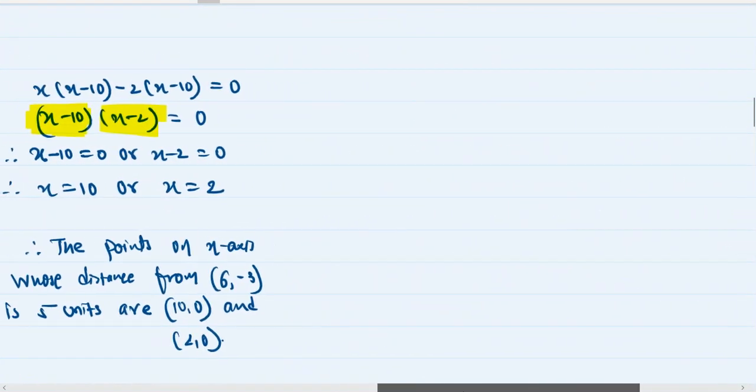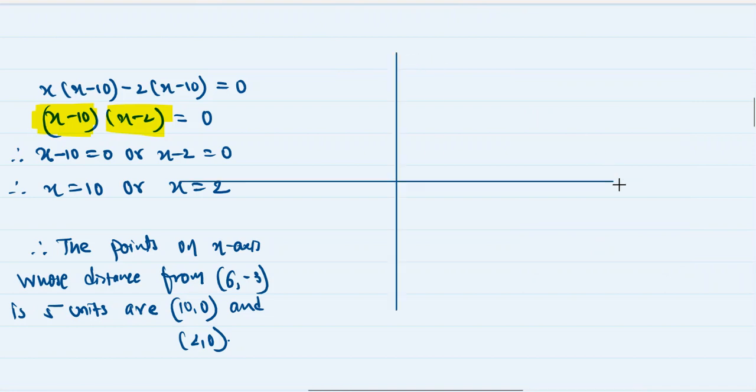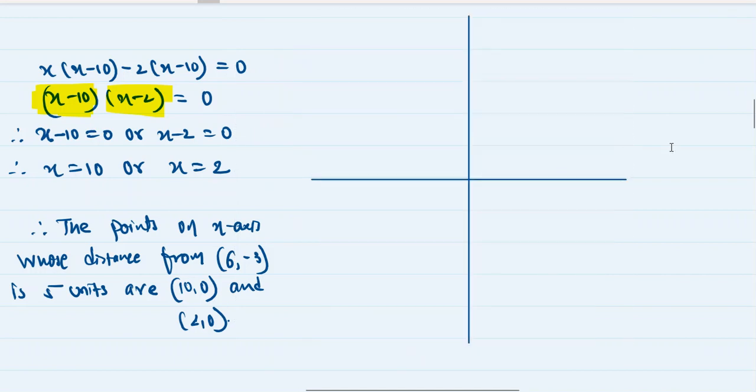I will show you with the help of the Cartesian plane. Although there is no plotting involved in the whole chapter, I think in this example I have to show you with the example of the Cartesian plane. So suppose we have a point 6 comma minus 3, which is somewhere over here. So this point is 6 comma minus 3 and this point is P.